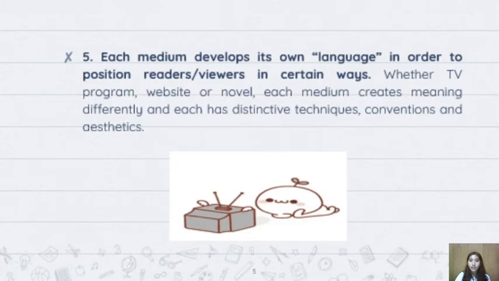Number 5, each medium develops its own language in order to position readers or viewers in certain ways, whether TV program, website, or novel. Each medium creates meaning differently and each has distinctive techniques, conventions, and aesthetics. 'Di ba kapag may gusto tayong iparating, isulat o ipakita sa tao ay may iba-ibang pamamaraan tayo. Pwede sa TV, internet, like websites, or radio. May kanya-kanyang techniques yan para gumanda and to catch the attention of the readers or viewers. Yung language na tinutukoy ay hindi literal na language talaga, kundi kung papaano siya ipaparating sa ibang tao.